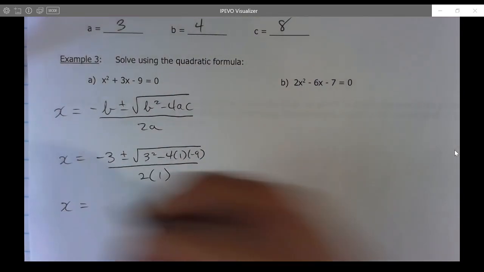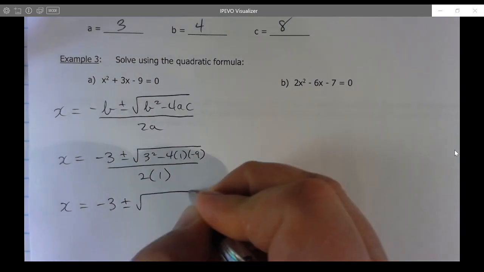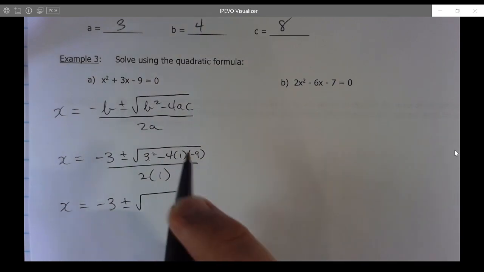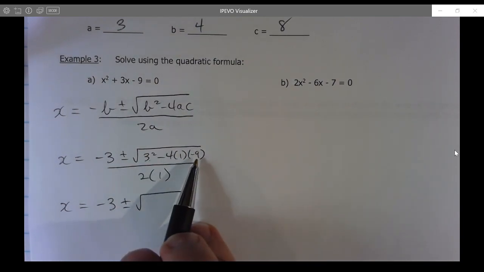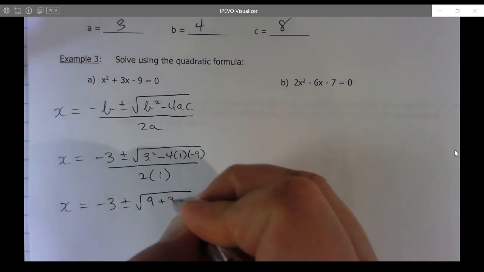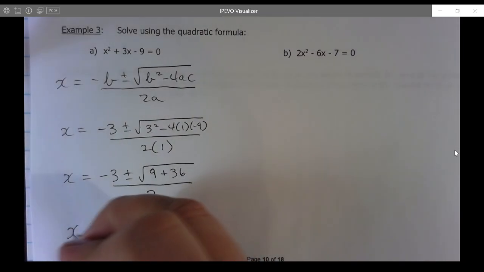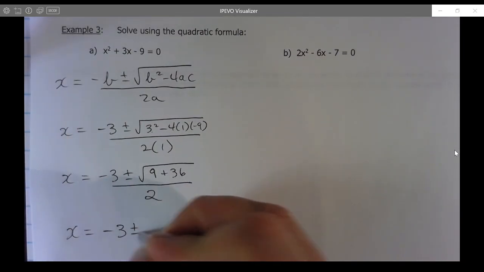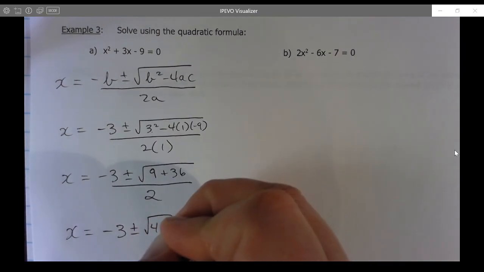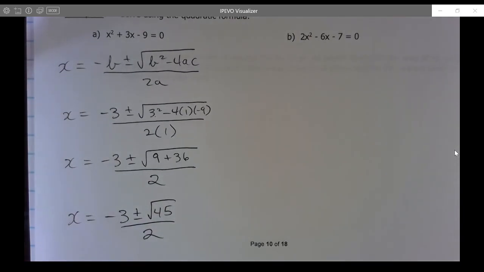And when you solve that, you're going to get -3 plus or minus the square root, and I'll do this in a couple steps here. So this is 9, -4 times -9 is positive, so this is 9 plus 36, all over 2. And so x is equal to -3 plus or minus 9 plus 36 is 45, so the square root of 45 over 2. Now here's a good question. Should I leave it like this or should I simplify it?